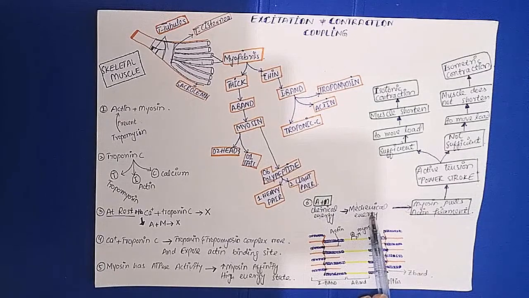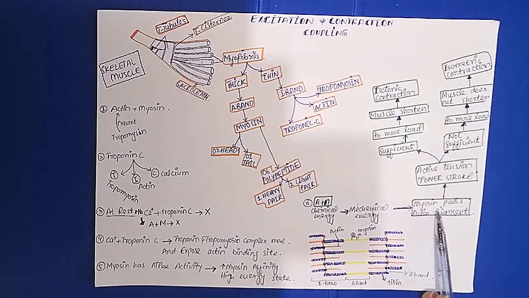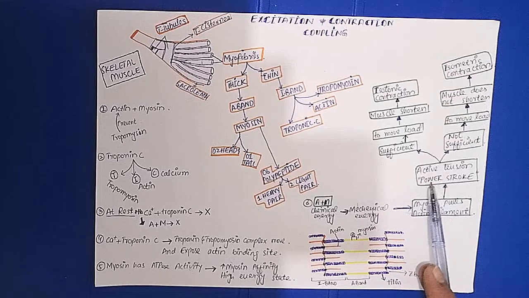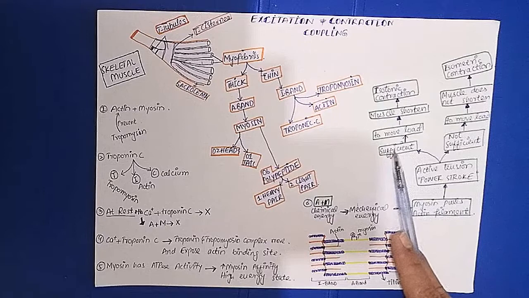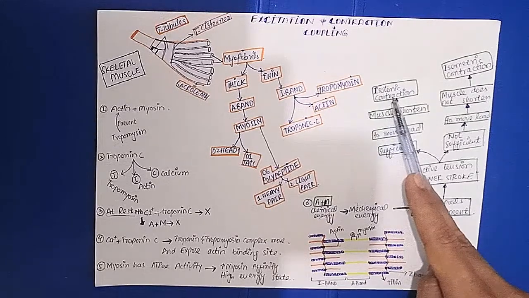Once actin binds with myosin, their chemical energy is converted into mechanical energy, causing the myosin to pull the actin filament, which generates active tension in the muscle, which is referred to as the power stroke. If the force generated by the power stroke is sufficient to move the load, then the muscle will shorten. This is called isotonic contraction.